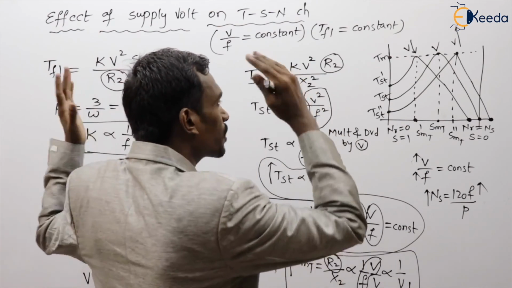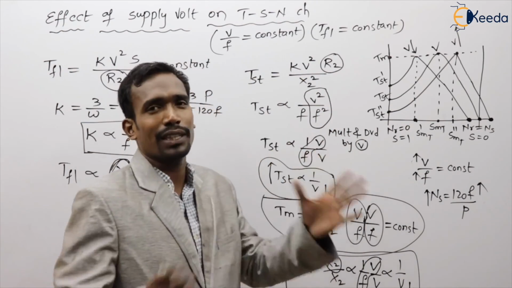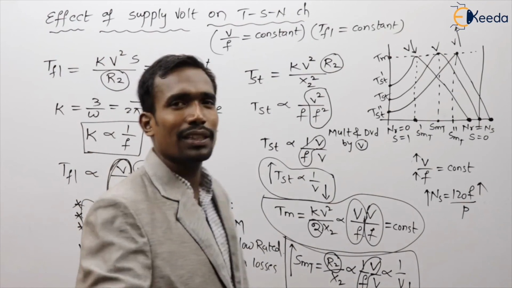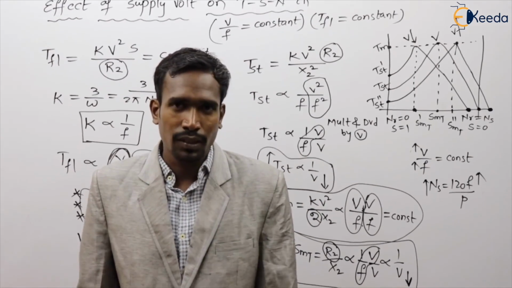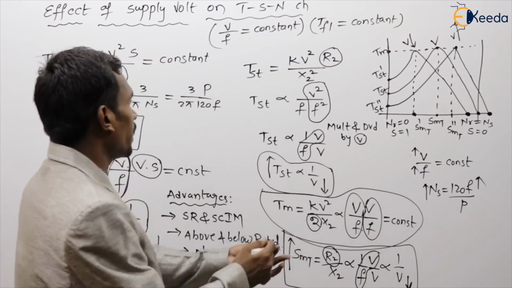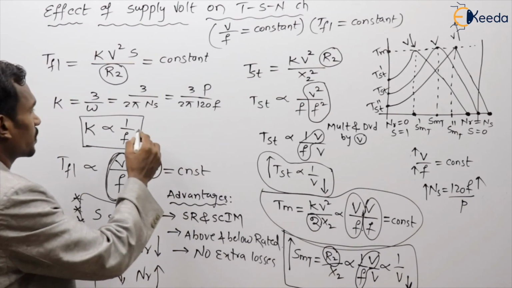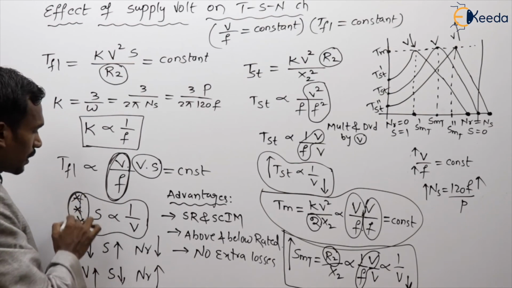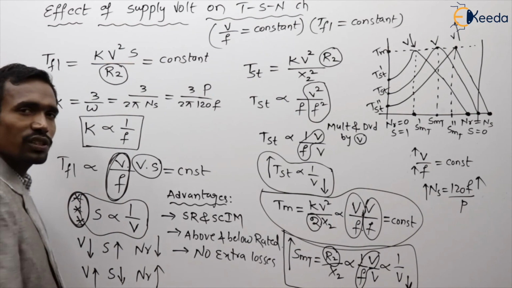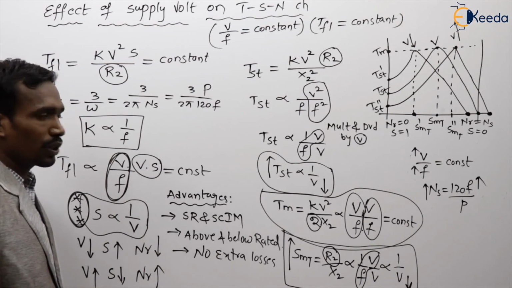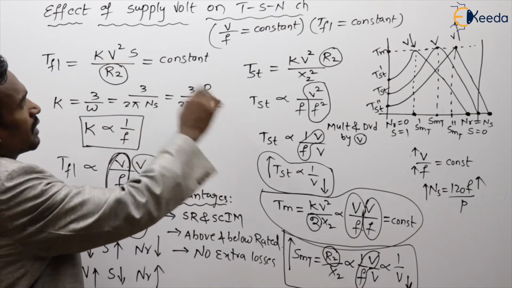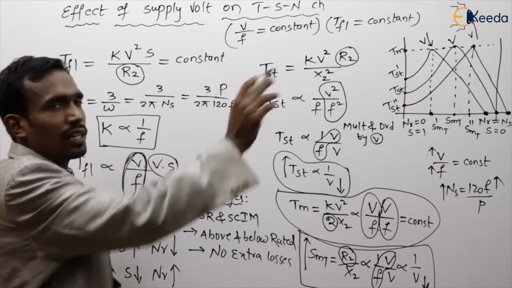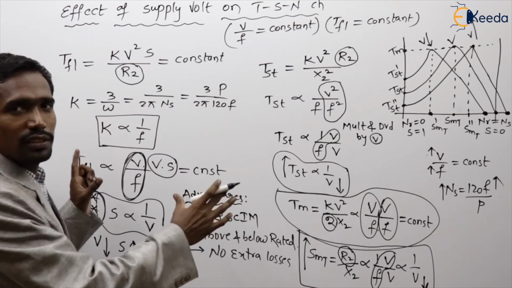So this is the most preferable speed control and torque control method in our induction machine. It's very important. And finally, they may ask a question on this. Here, slip is inversely proportional to voltage. These are the effects of supply voltage on torque slip speed characteristics with V by F constant with full load torque constant. See this clearly, this is very important.